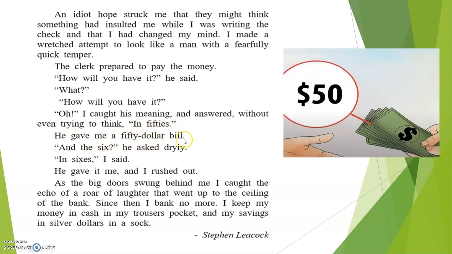He gave me a $50 bill. You can see that. And the $50, he gives him the bill and he says, and the 6, how will you have the 6? He asks dryly. Okay, he asks dryly, meaning in an almost uncomfortable way. In 6, I said. He gave it to me and I rushed out. So the minute he got the money, he just rushed out.